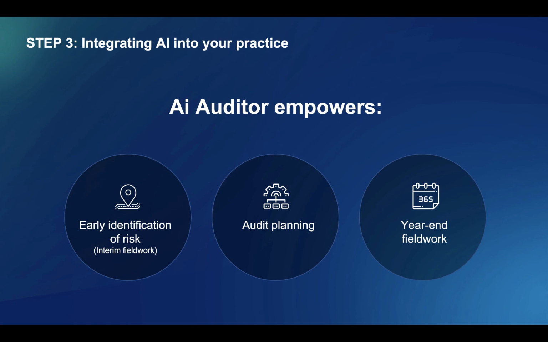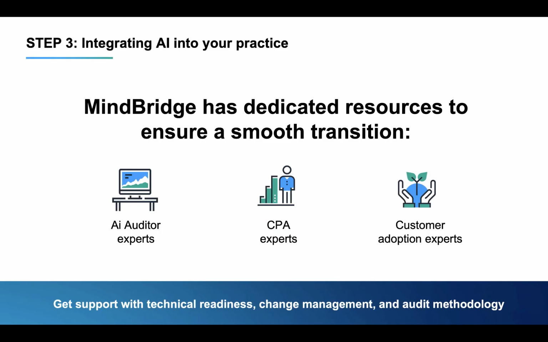And the final step in that is really starting to integrate it into your process. So as we've said, there's sort of key areas: getting the interim field work done, early identification of risk, better plan your audit by knowing more about the data from an unbiased view, and then obviously getting ready to do things like that year-end rollover if you've done an interim to start that year-end field work.